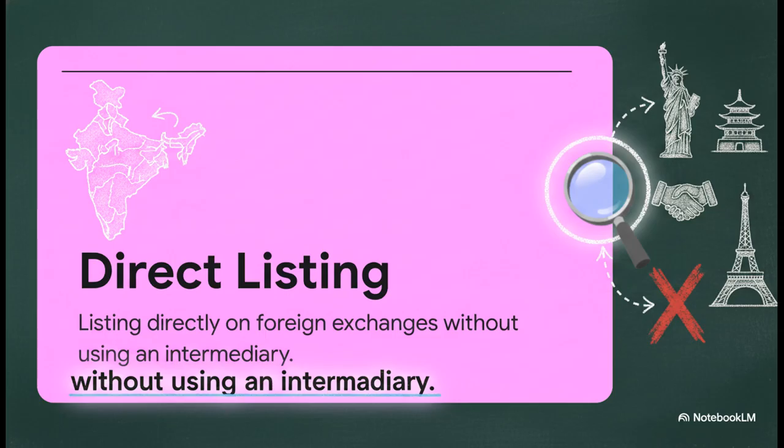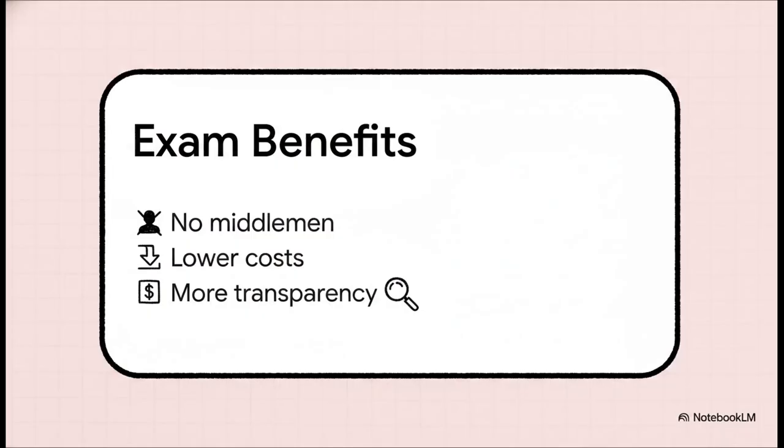The golden phrase to remember, the one you absolutely have to write on your exam paper for full marks, is "without using an intermediary." The company goes straight to the foreign exchange. It's a straight-up, hand-to-hand relationship. So, why does that matter? Well, make sure these three specific mechanical advantages make it into your answer. Because this route excludes intermediaries, it triggers this awesome chain reaction of operational benefits.